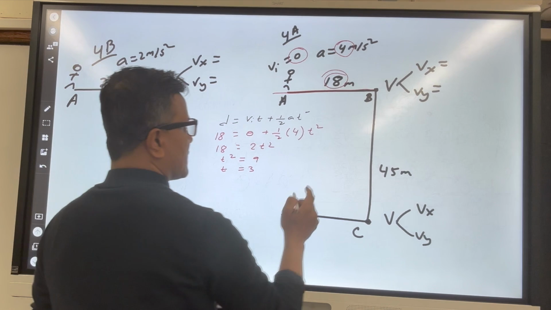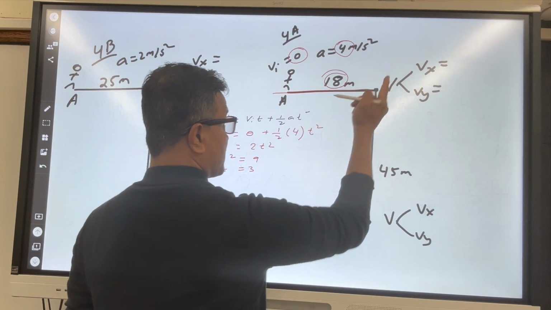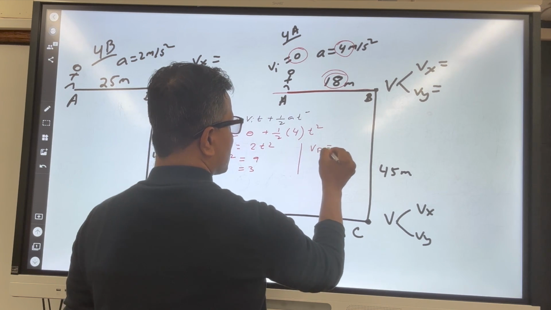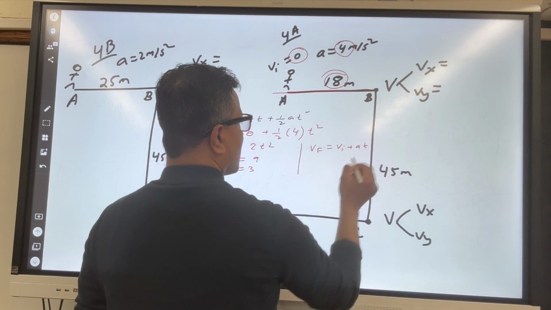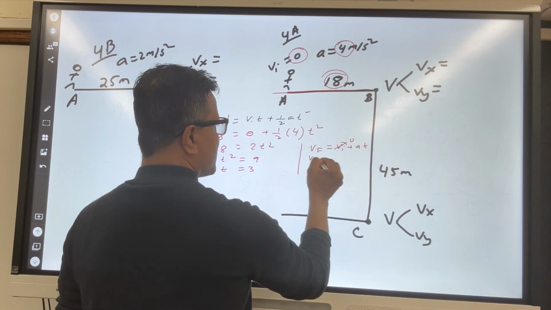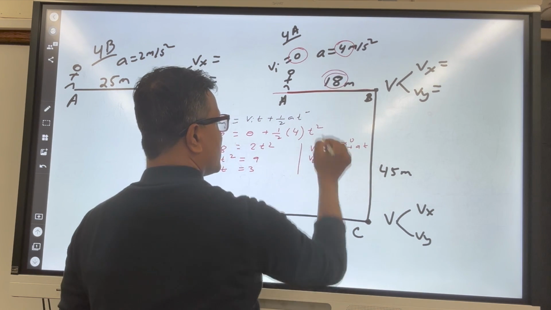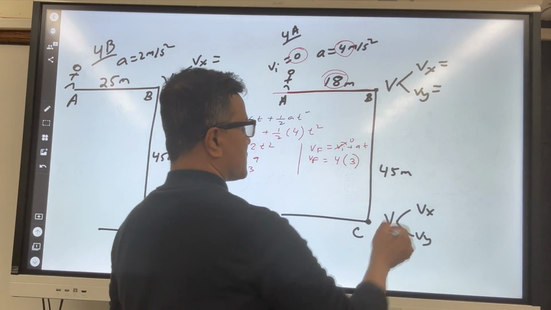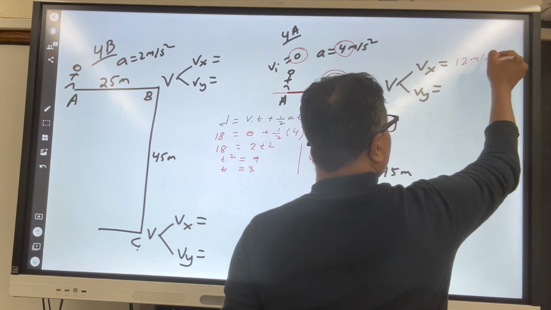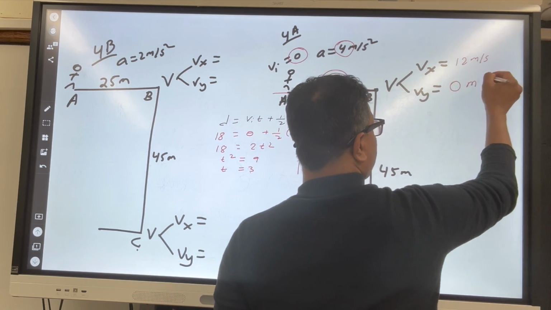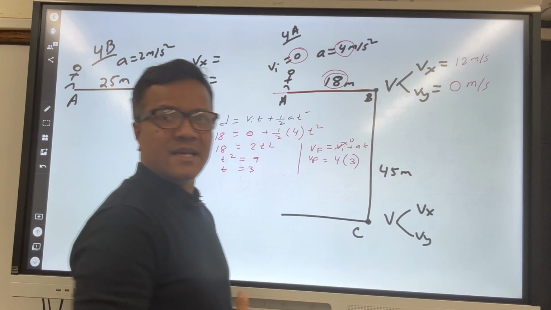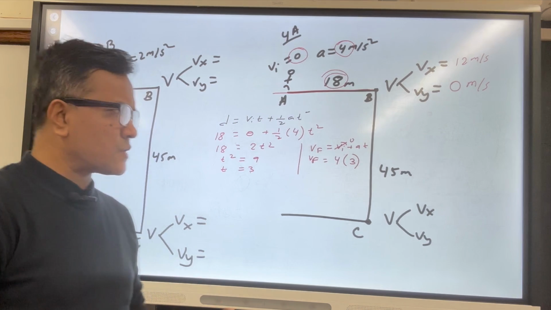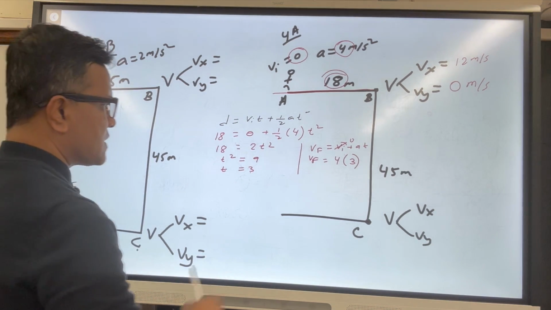If t is 3, then let's see what his velocity is right there. His velocity Vf is equal to Vi plus At. Vi is 0. Vf is equal to a, which is 4, times t, which is 3. So his velocity over here is 12 meter per second. And velocity in the y direction is by definition 0 meter per second. When he runs off, velocity in the y direction is 0. Good. Now let's find this one.